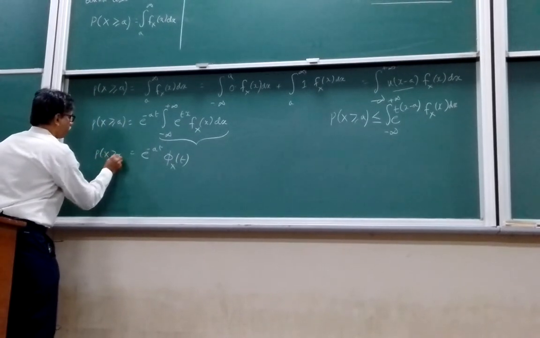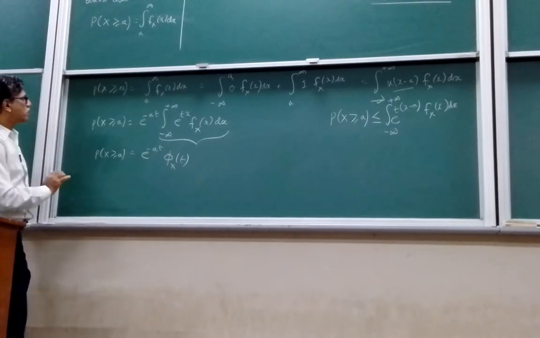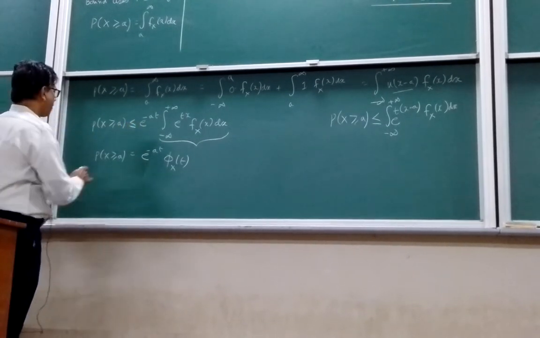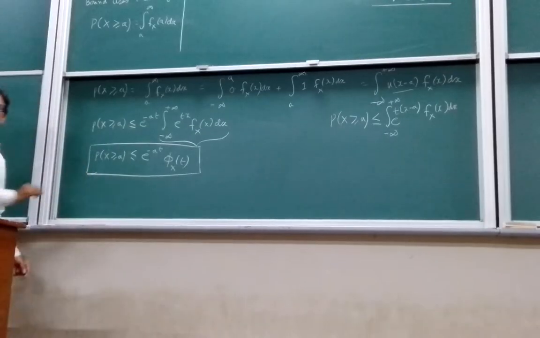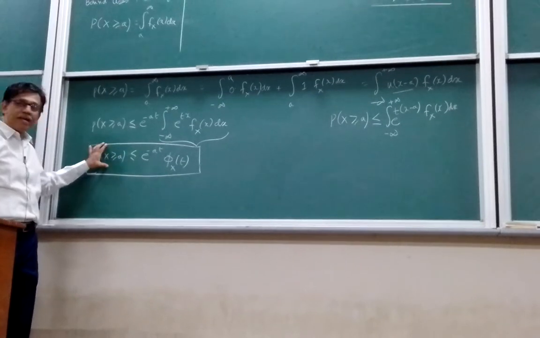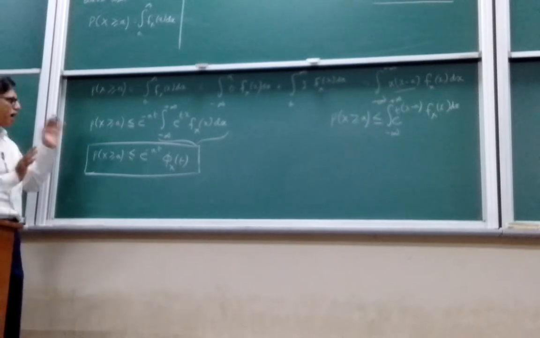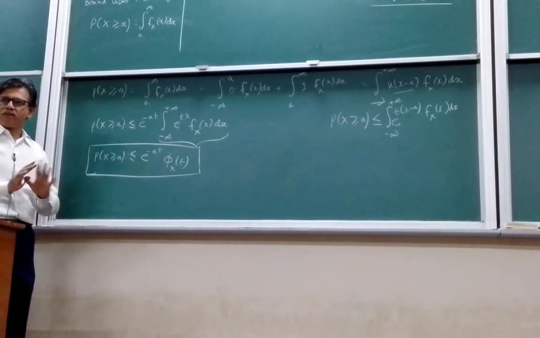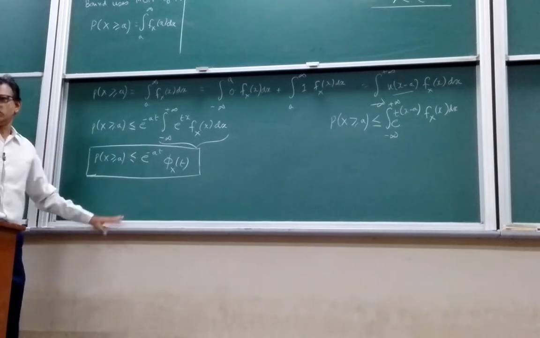So we get a very generic bound, less than this, for the tail probability of a random variable in terms of its MGF. Nowhere have we made any assumption about whether the random variable is discrete or continuous, non-negative, nothing. Very generic. And that is in terms of the MGF.